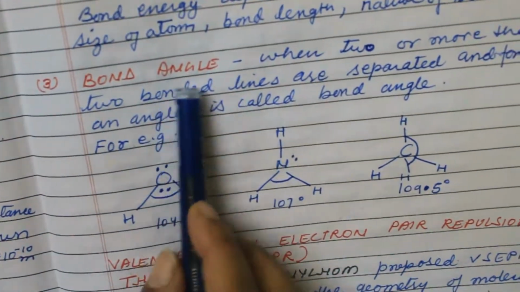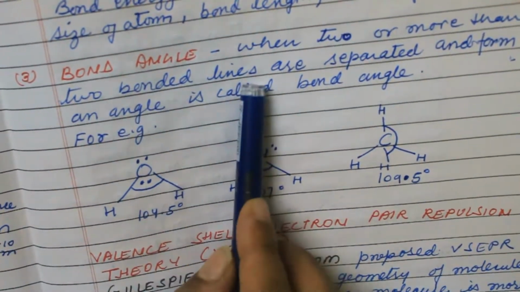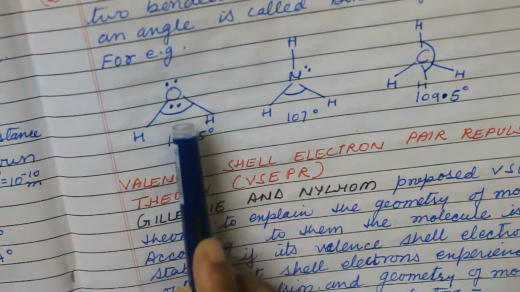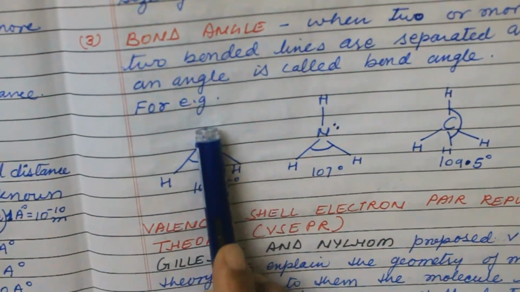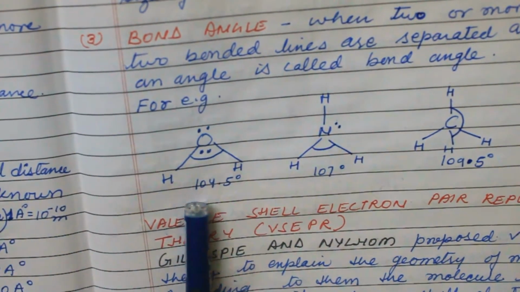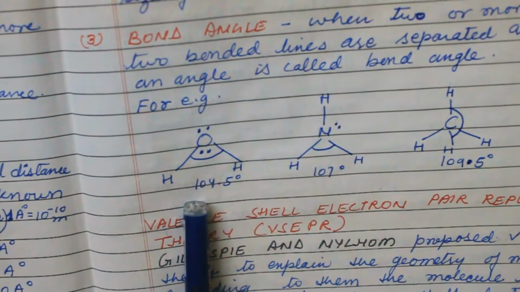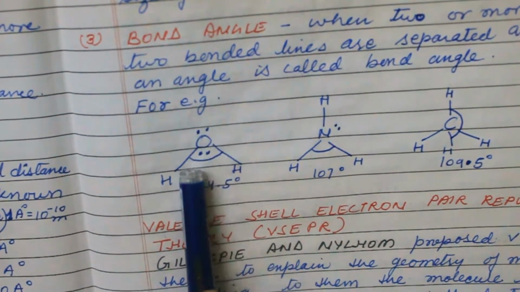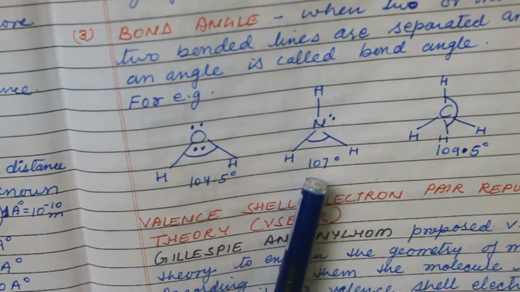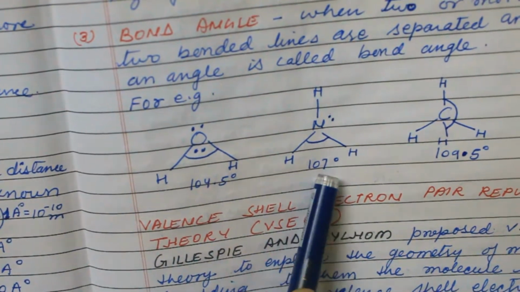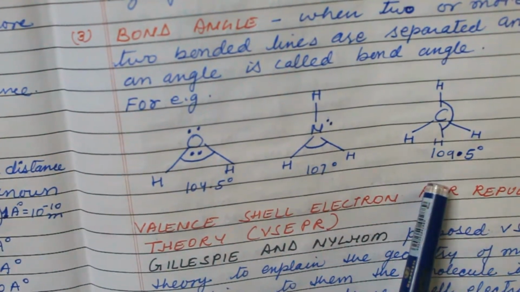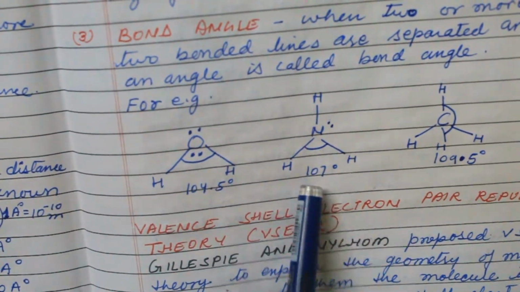Next is bond angle. When two or more bonded lines are separated and form an angle, it is called bond angle, like this. Two lines get separated. When the lone pair is more, the repulsion is more. So the angle gets distorted, that is, it is not 109, it is 104 because of the lone pair. And here there is also one lone pair, so the angle is bigger than this one, but smaller than the non-bonded atom. The carbon has no lone pair, so its angle is much broader as compared to these two.